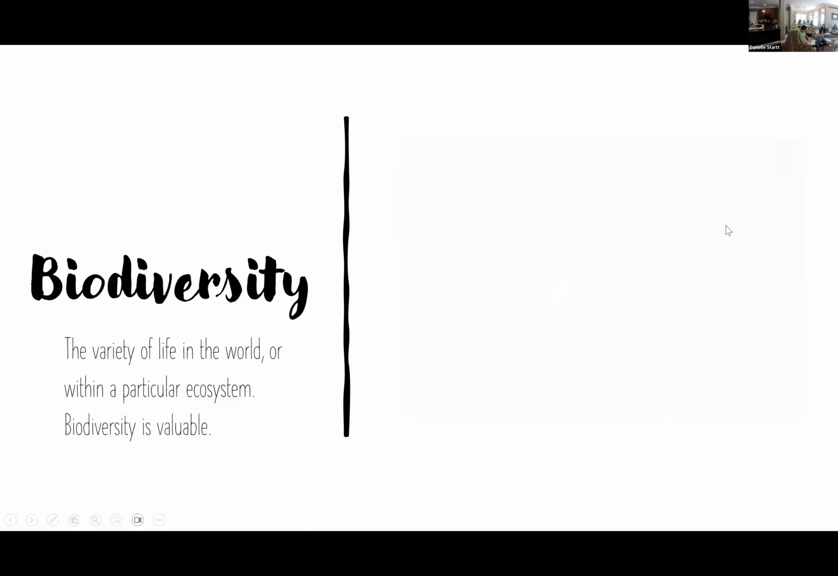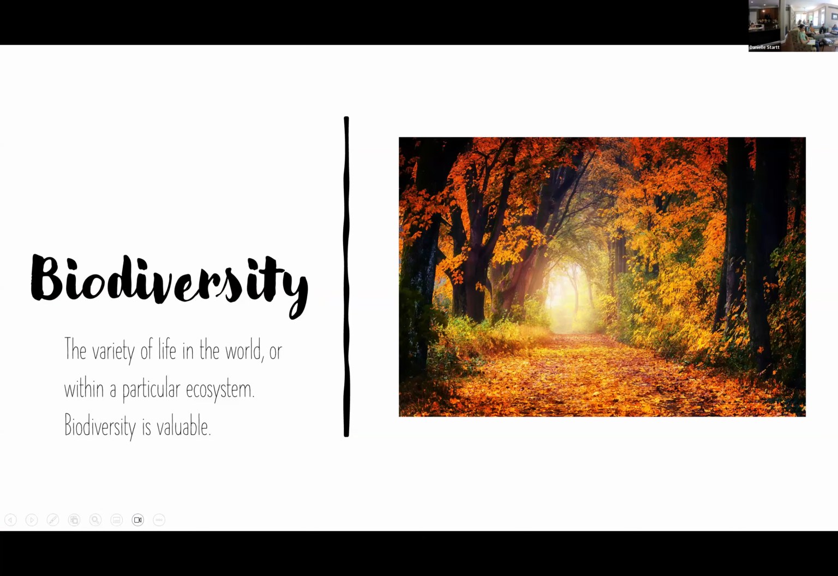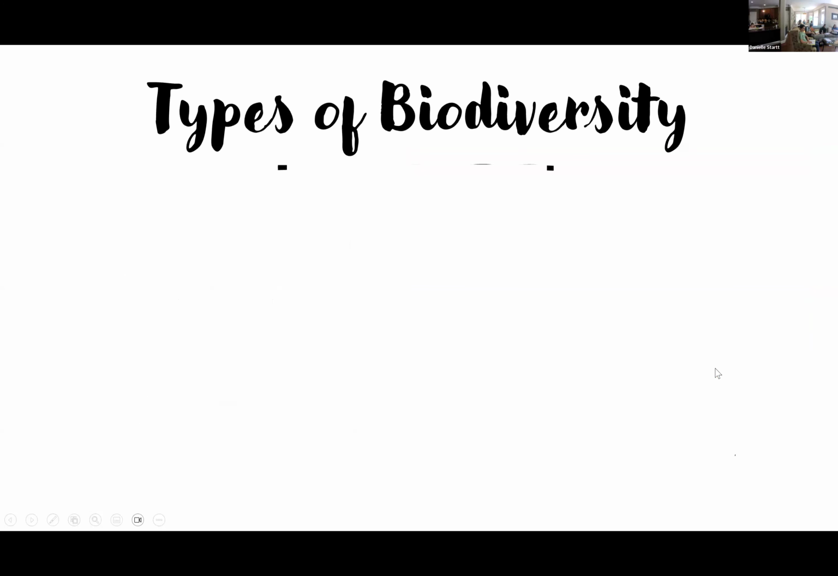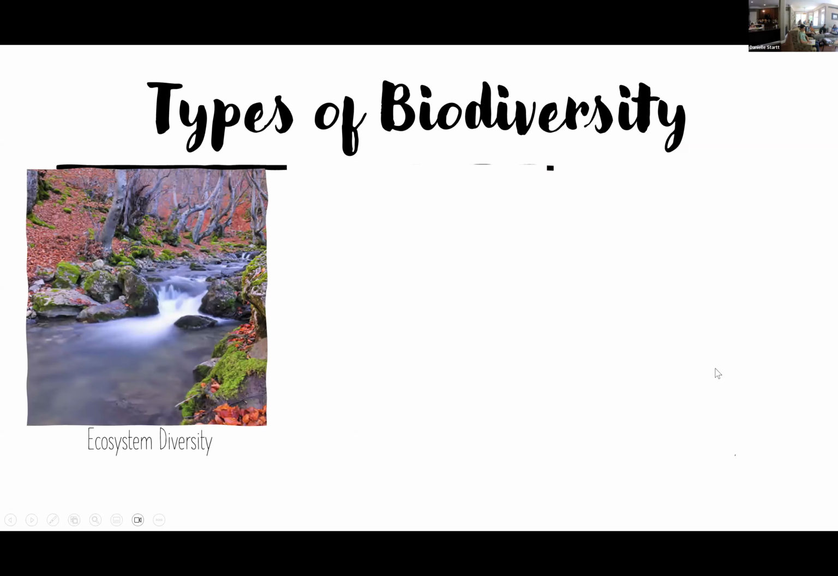So biodiversity. It's the variety of life in the world or within a particular ecosystem, and it's very valuable. We need all the diversity of living things. So ecosystem diversity, and you probably noticed this last week when you did lab. Ecosystem diversity refers to the variety of different ecosystems within a specific geographic area. It encompasses the different habitats, communities, and interactions between living, biotic, and abiotic factors.